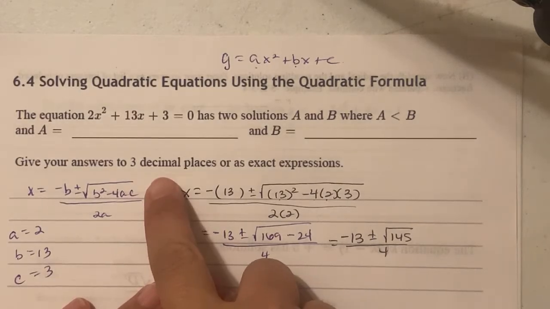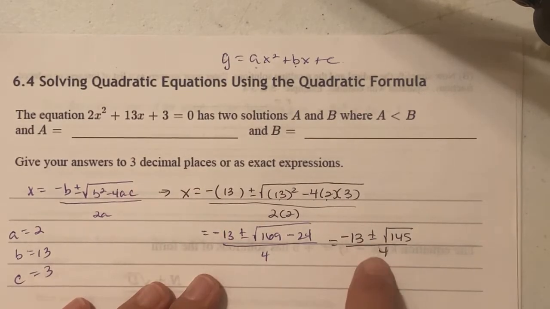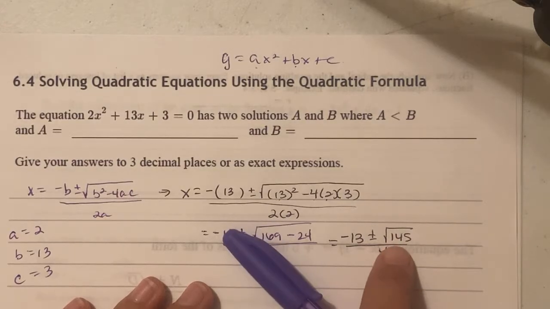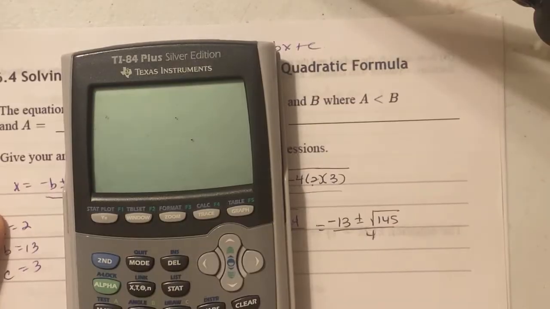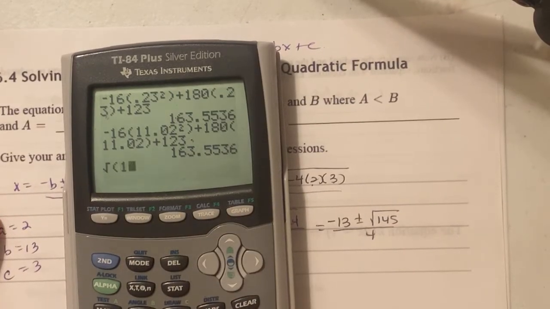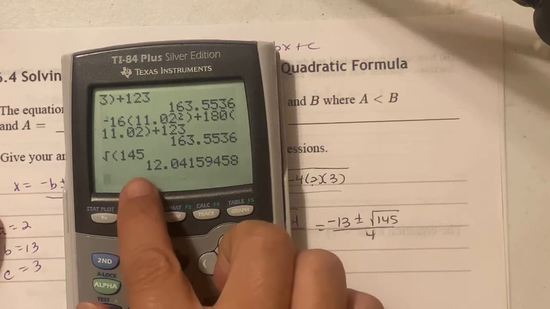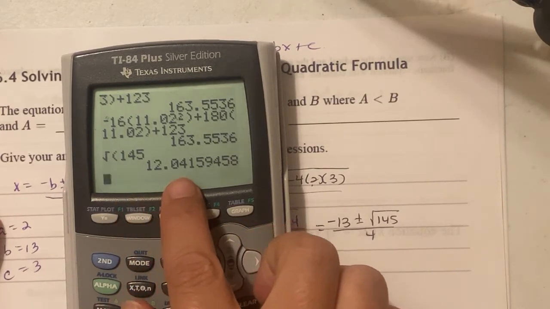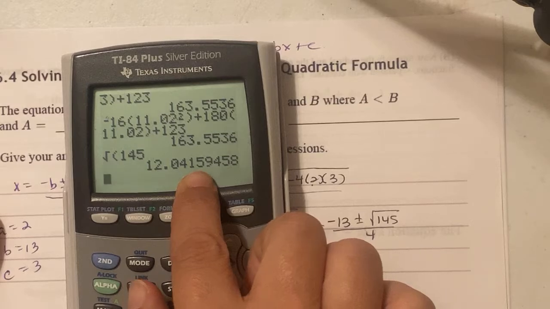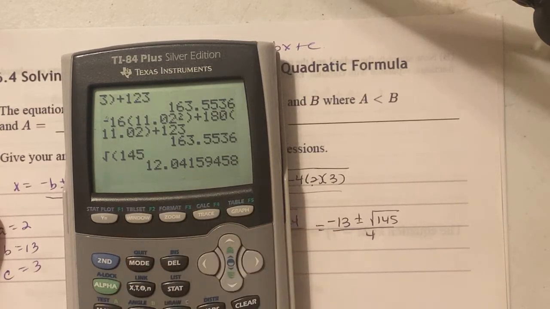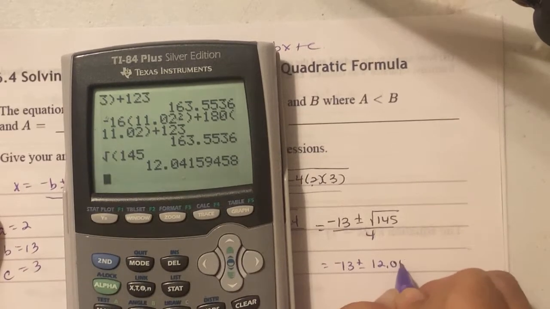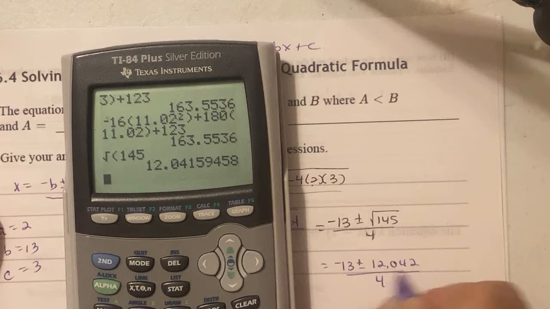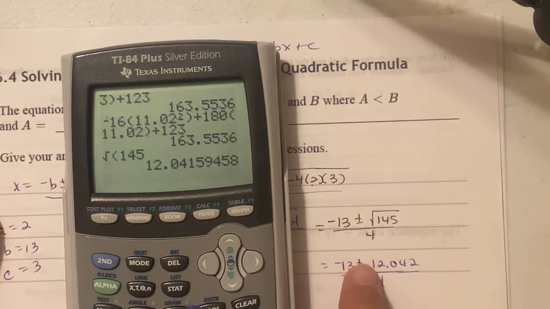Remember, they want us to have two solutions, and it's a plus minus. So we have two equations. First, figure out what the square root of 145 is. Just take your calculator. Square root of 145. I'm going to go 3 decimal places. 12.04, the 1 after it is a 5, so it makes it a 2. So 12.042 is what I'm going to use. So we have negative 13 plus and minus 12.042 divided by 4. So we have two solutions. We're adding 12.042 to negative 13 and subtracting from it.